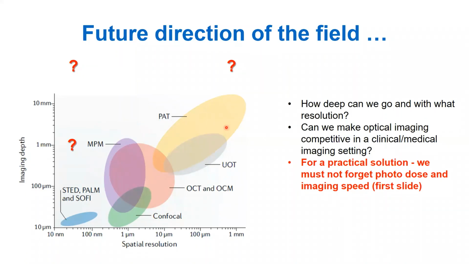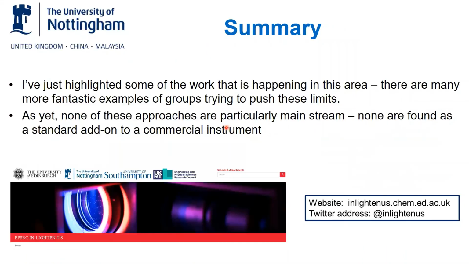And just a bit of a caveat on all of that, and I haven't really talked about speed and photon dose that was on my first slide, but if you're trying to make any kind of practical solution with any of these techniques, you do need a sensible imaging speed, and particularly if you want to image a biological sample, you don't want an excessive photon dose either, so that you can keep your sample alive while you're imaging it. That always has to be a caveat in any of these scenarios.